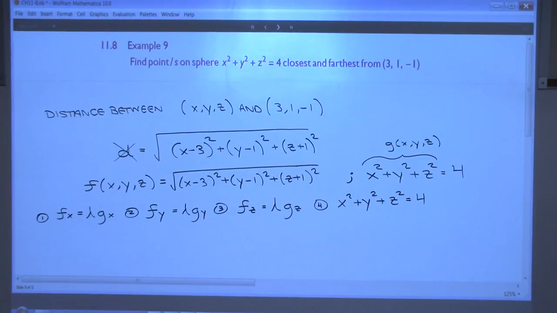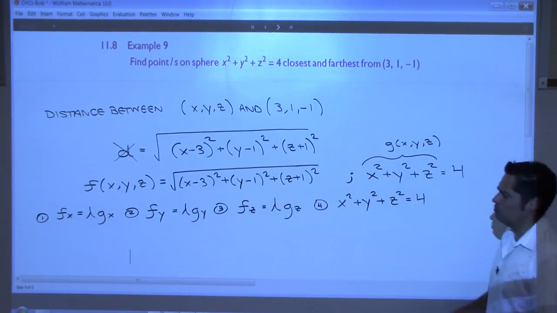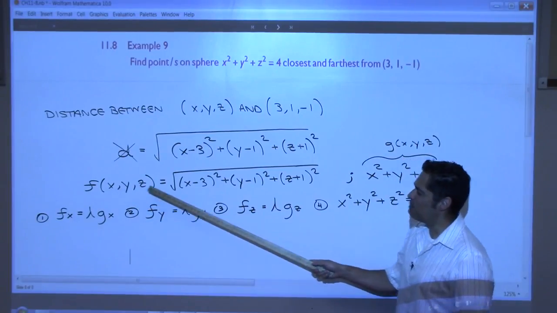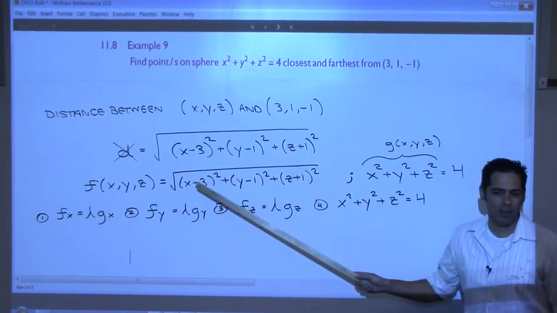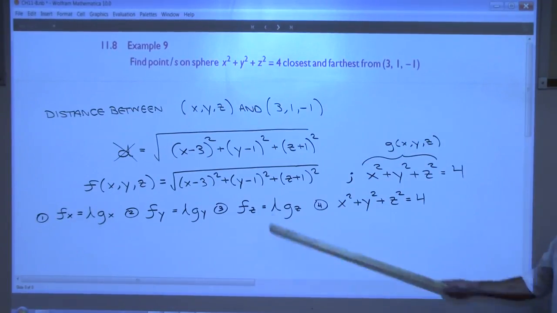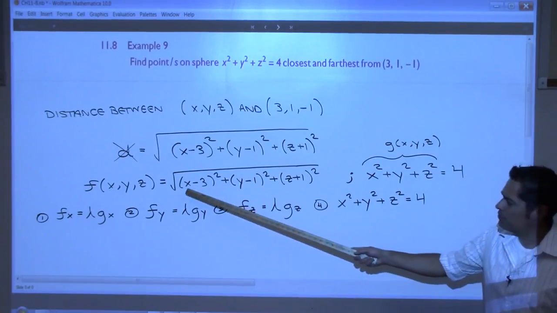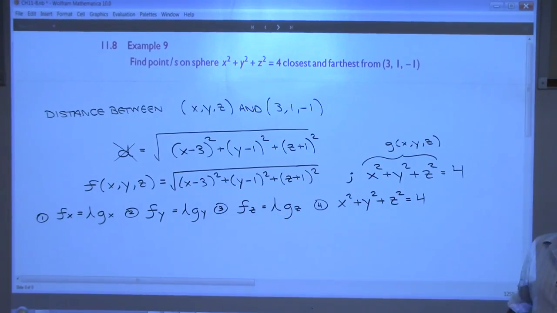Those are the 4 equations we have to satisfy. Any questions? We're good? Okay, let's take the partial of f with respect to x. Now that looks bad, but it's just chain rule, right? So we're going to treat y and z like they're constants. What is the derivative of the square root of something? 1 over 2 times the square root of that something, right?